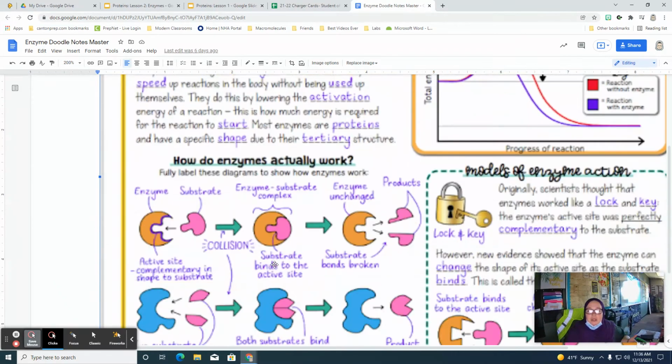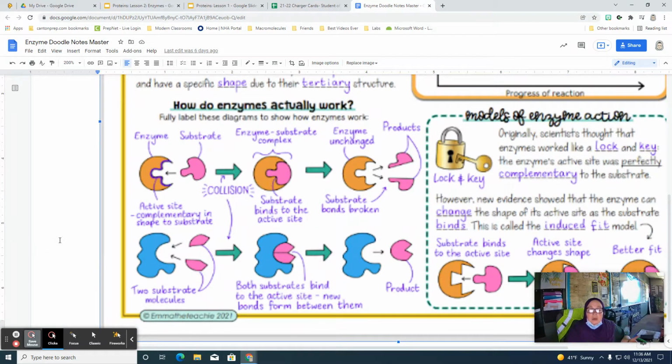So, how do enzymes actually work? Enzymes are a protein, a twisted up tertiary structure, and in one area, there's an area called the active site. This active site is the one spot on the enzyme that will attach to a substrate. Now, what is a substrate? A substrate is whatever substance the enzyme does work on.